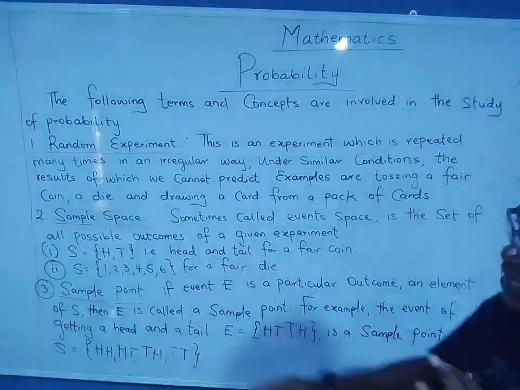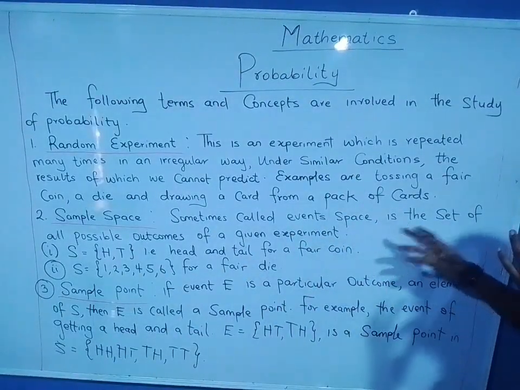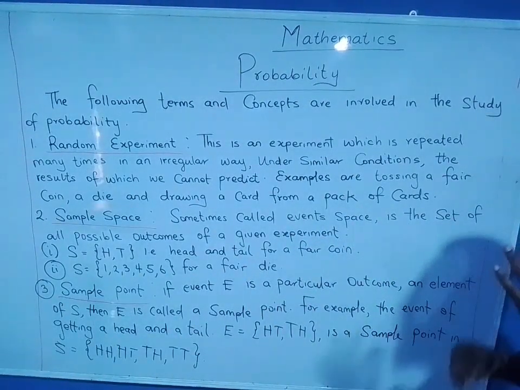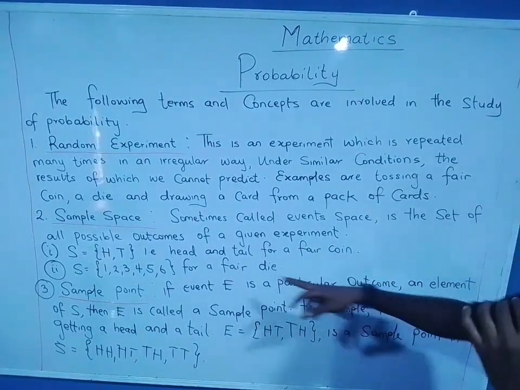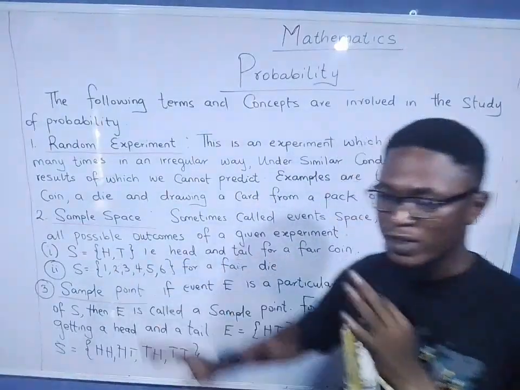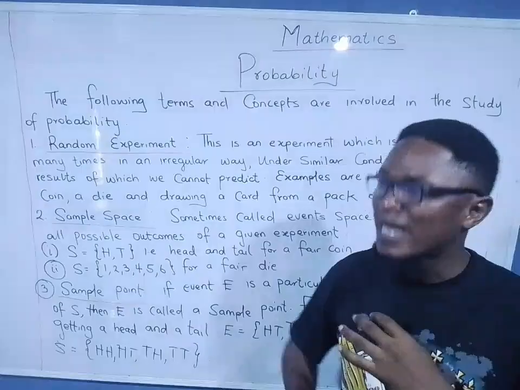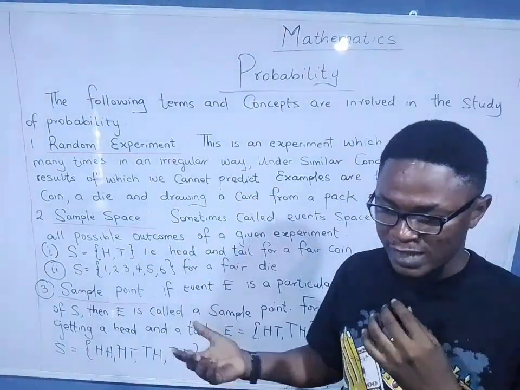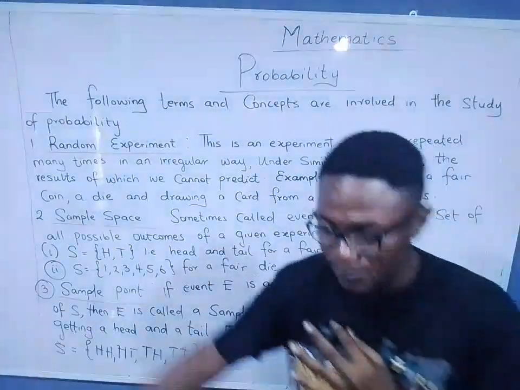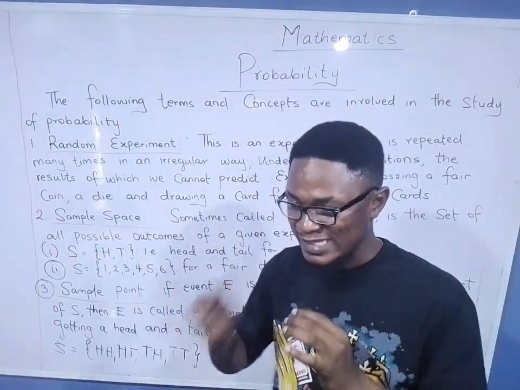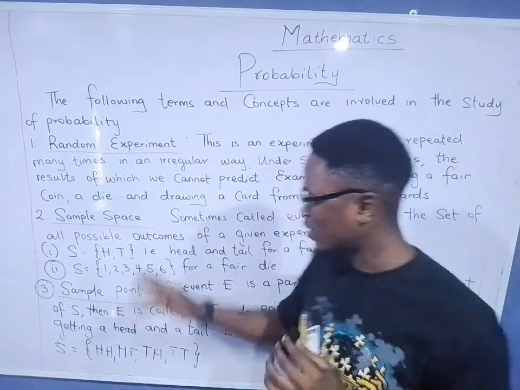So random experiment. What is sample space? Sometimes it is called event space. This is a set of all possible outcomes of a given experiment. For instance, we're talking about head or tail, about coins. By the time you throw a coin, what are all the possible outcomes you can get? It's either head or tail. What are all the possible outcomes you can get in each experiment? Do you understand? Simple. That's what I mean by sample space.